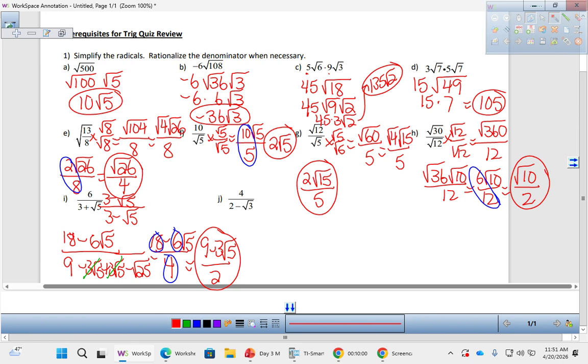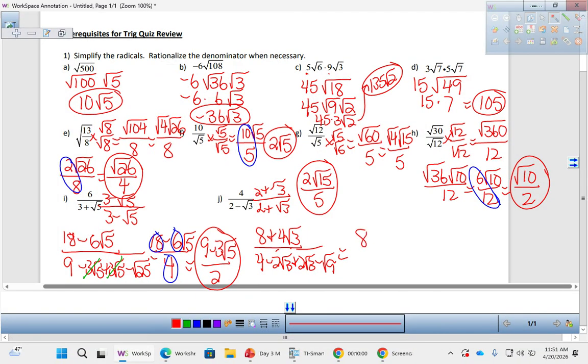I'm going to multiply this one by the conjugate, so I'm going to keep the 2 and I'm going to keep the root 3. I'm just going to change the minus to a plus. And I've got to do that to the top as well. So 4 times 2 is 8 plus 4 root 3. And on the bottom, 2 times 2 is 4, minus 2 root 3, plus 2 root 3, minus root 3 times root 3, which is root 9.